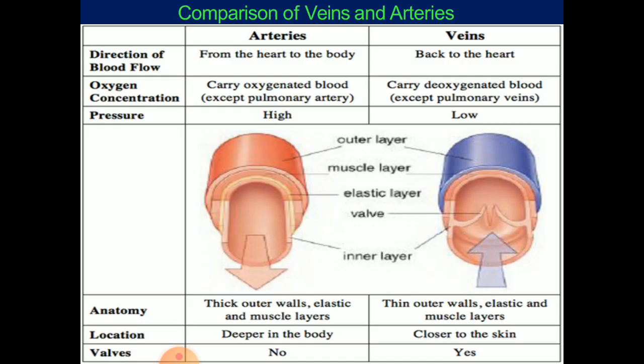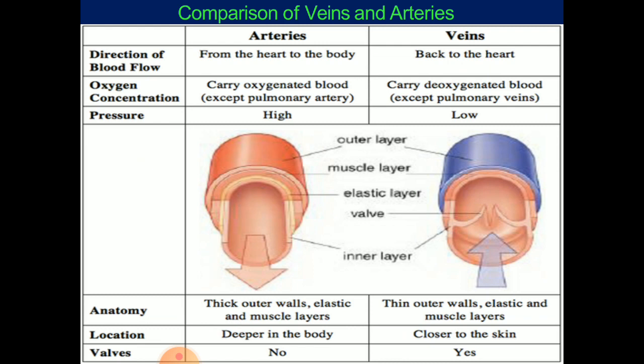Now here we can see the comparison of arteries and the veins. As we talk of the direction of flow of blood, in case of artery, it is from the heart to the body. In case of veins, it is back to the heart. Oxygen concentration is very much higher.